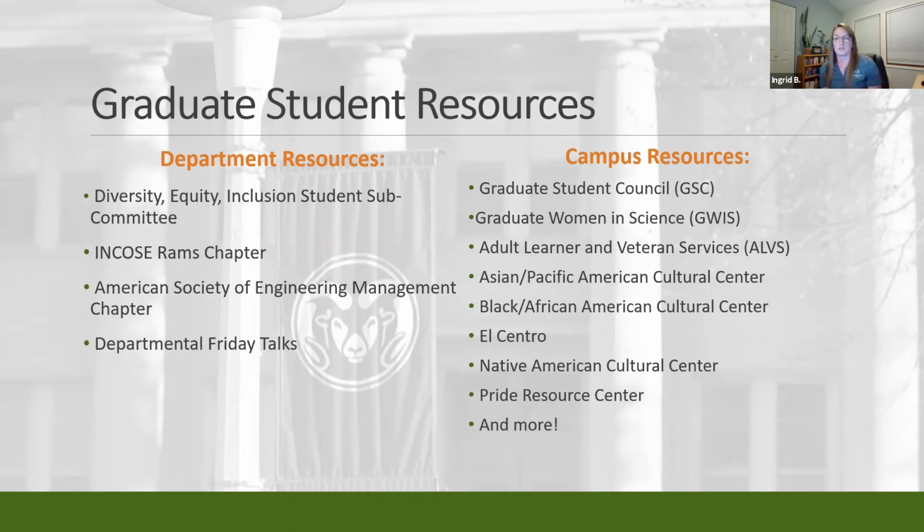On the campus resources side, this is just a small list of the variety. There are so many things that CSU can offer to students. So essentially, no matter who you are, what kinds of things you like to do, there are going to be clubs and activities and student organizations that you can join and that can support you.